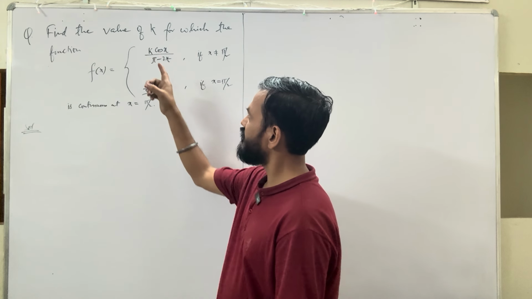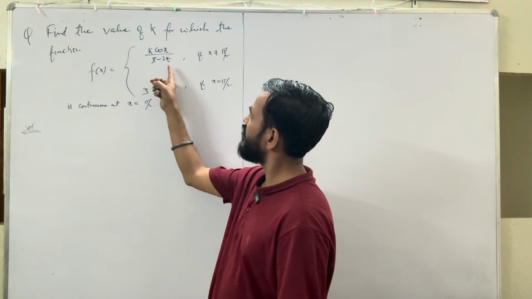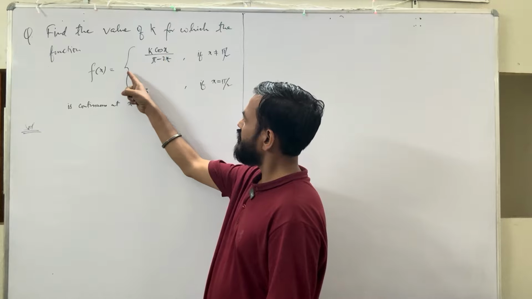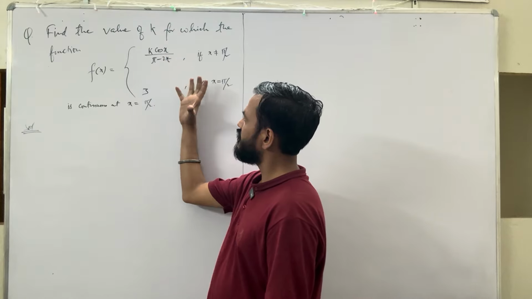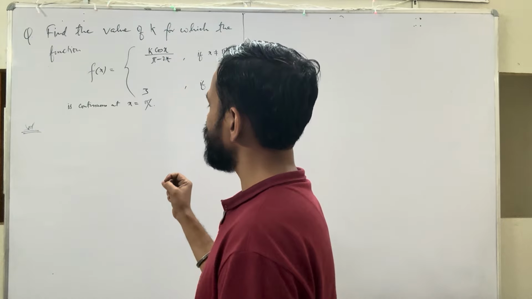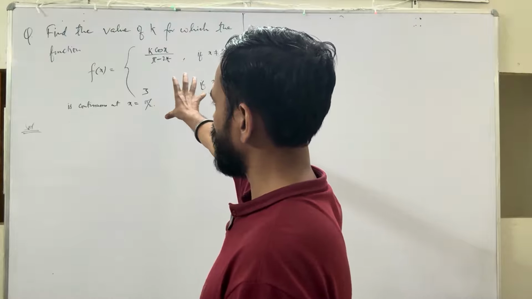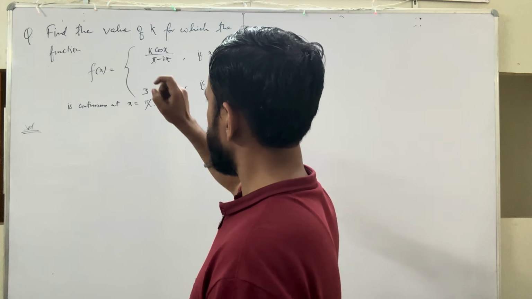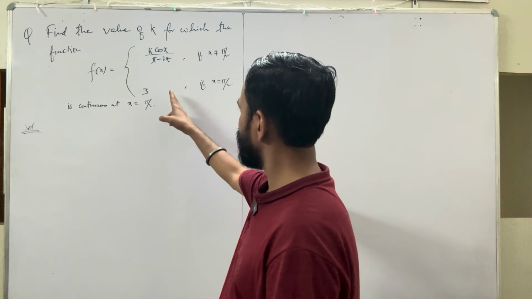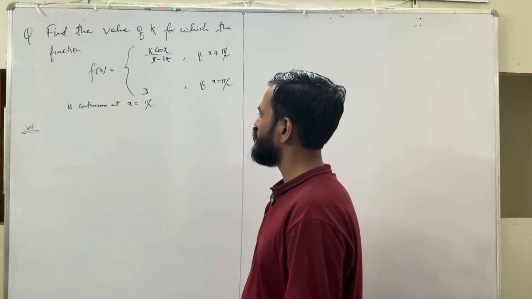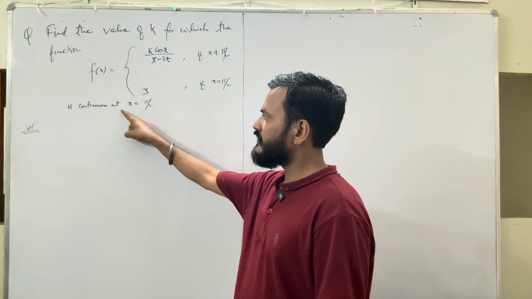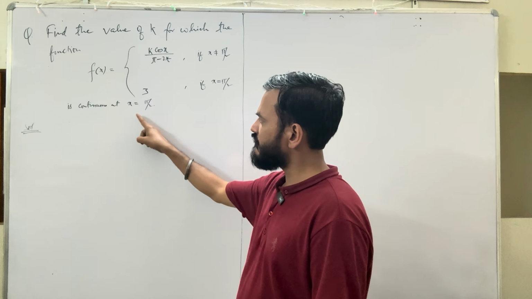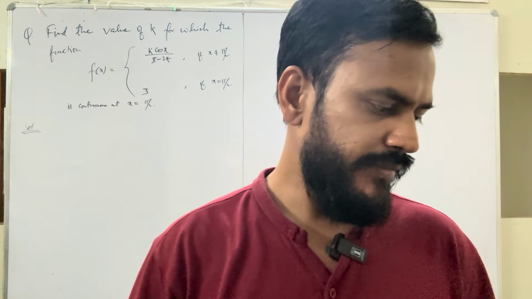Another important question which has been handpicked is a question related to continuity. This question says, find the value of k for which the function f(x) is given by k cos x by pi minus 2x if x is not equal to pi by 2, and 3 if x is equal to pi by 2. We have to find the value of k for which the function is continuous at pi by 2.